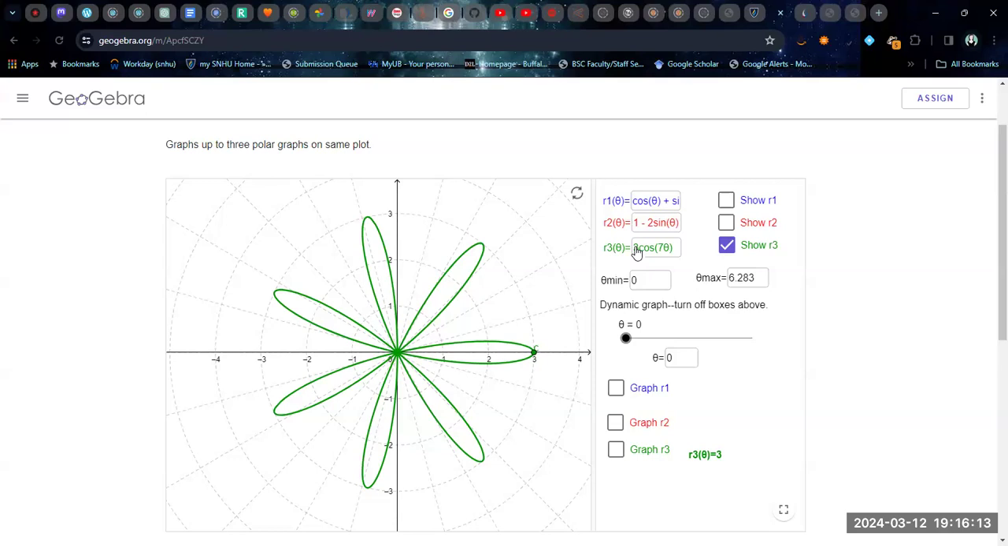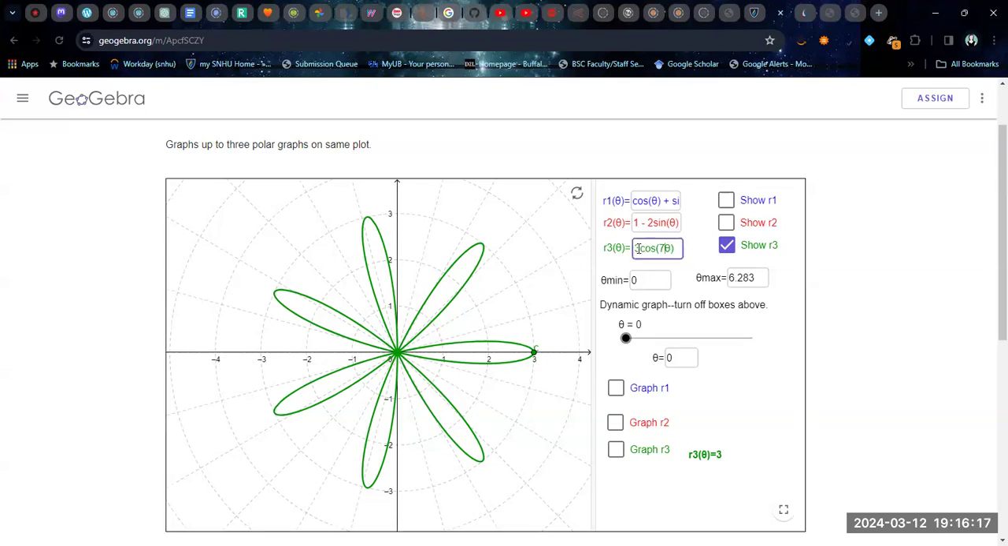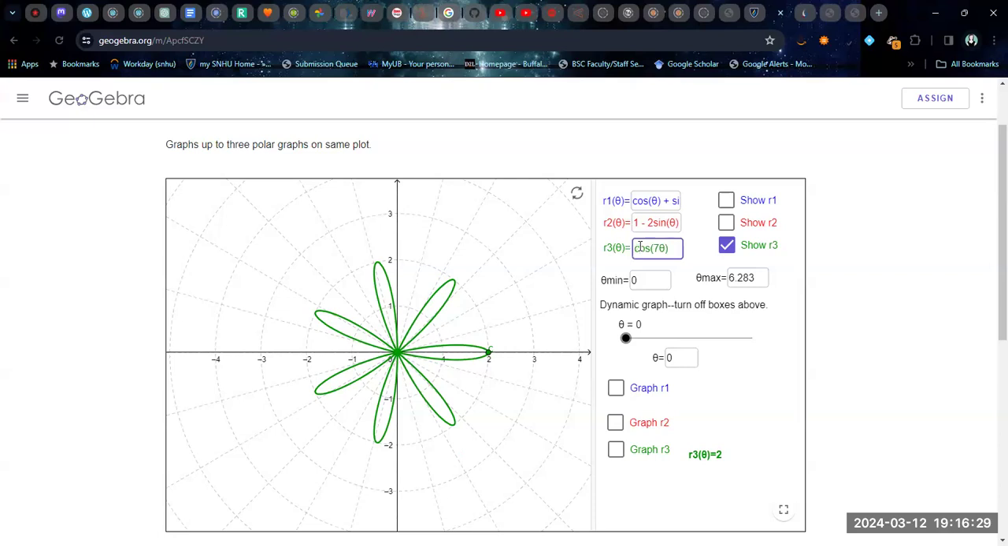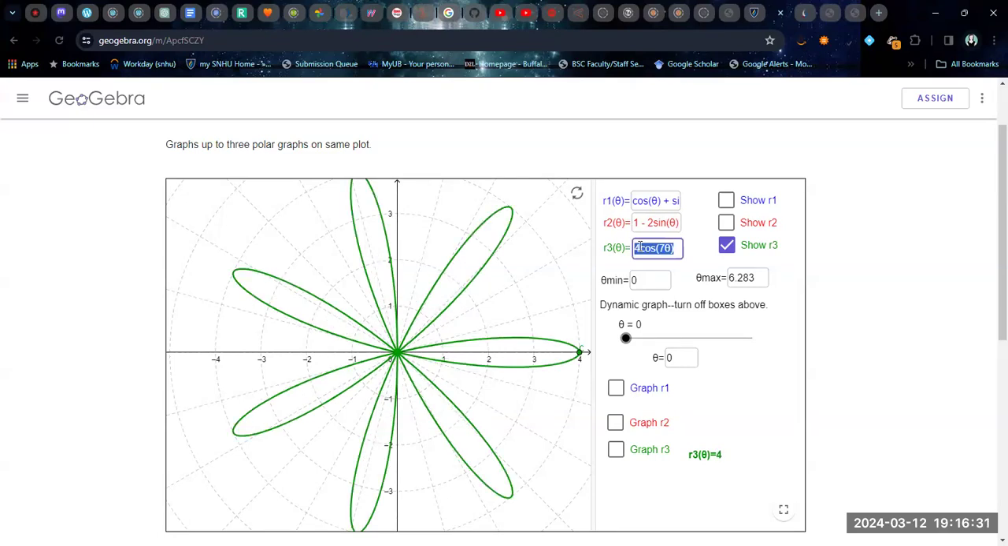And this multiplier here just determines the length of the graph, the sort of maximum distance from the origin. So if I make this coefficient out here a 2, then the petals will be smaller. And if I make the coefficient larger, then the petals will be longer.